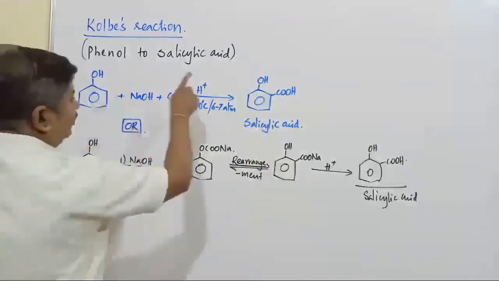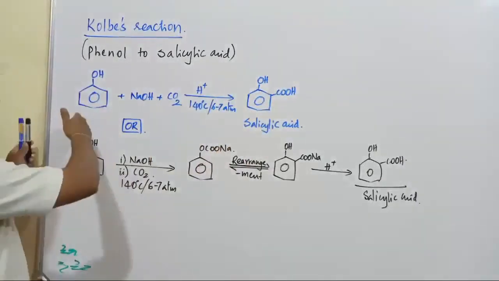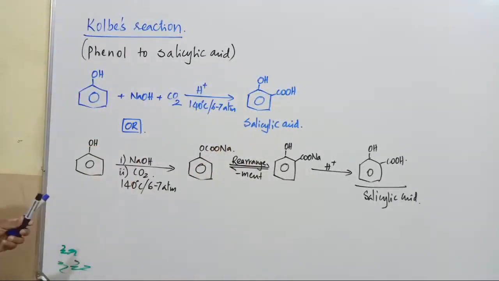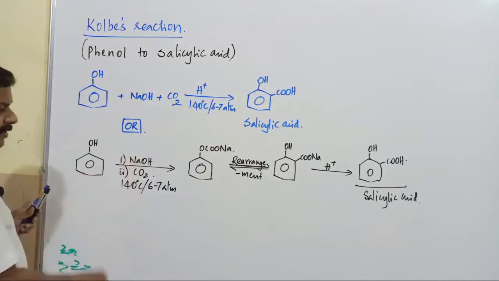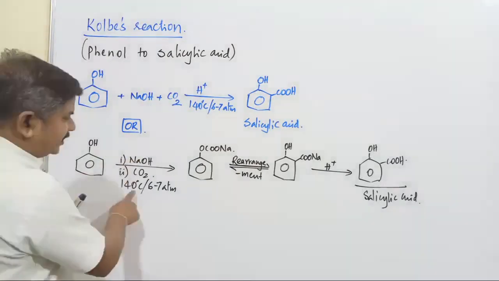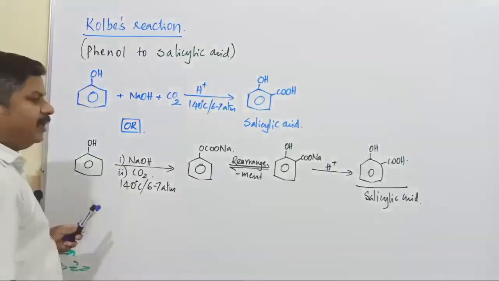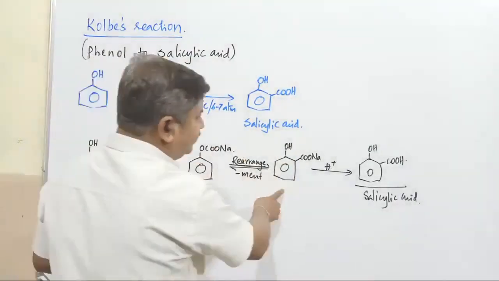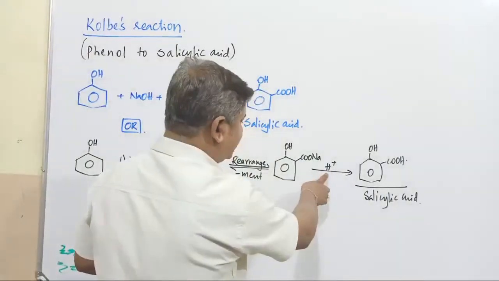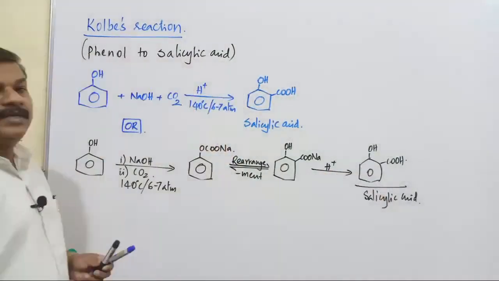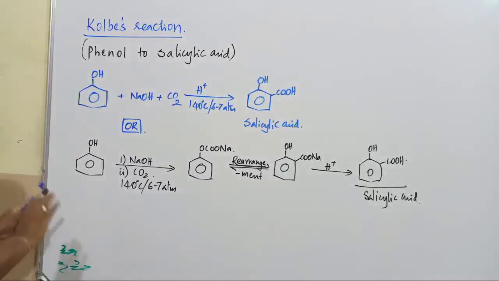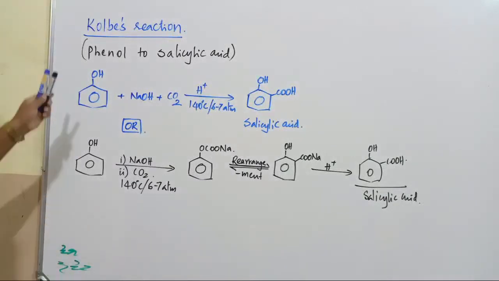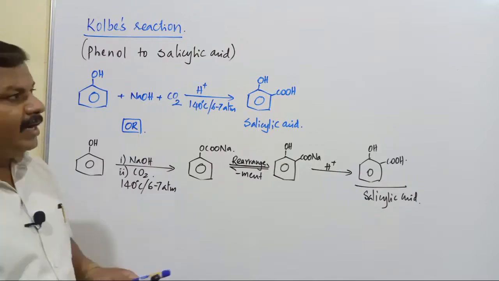Here also phenol converts into salicylic acid. In the earlier version we directly mentioned the product, and here first phenol is treated with sodium hydroxide and carbon dioxide. At this condition it forms an intermediate which undergoes rearrangement to form this sodium salicylate compound. Sodium salicylate on acidification gives us what? Salicylic acid. So this is the reaction applicable for Kolbe's reaction.